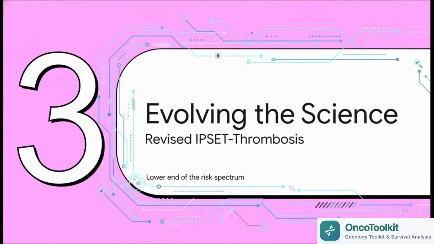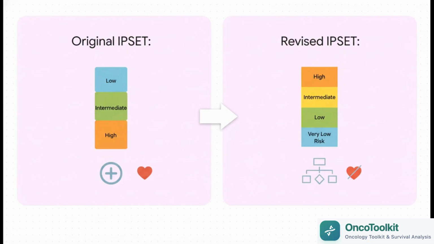But of course, clinical science never stands still, right? This led to the next evolution of the model, which was all about getting even greater precision, especially at the lower end of the risk spectrum. And that is the Revised IPSET-Thrombosis, or R-IPSET. This side-by-side comparison is perfect for seeing what changed. The original IPSET had 3 tiers. The revision expands that to 4.